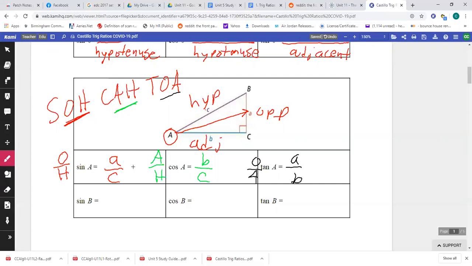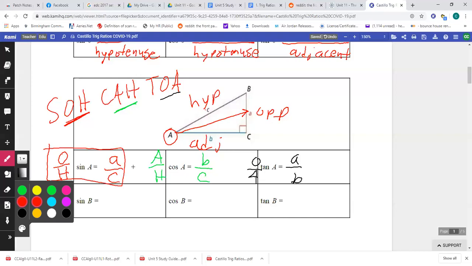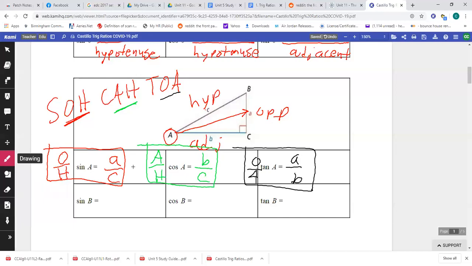Why in the first one does it say A over C plus A over H? No, there's no plus. That's this. Hold on. Okay. This is this problem. This is this problem. And this is this problem. Oh, okay.